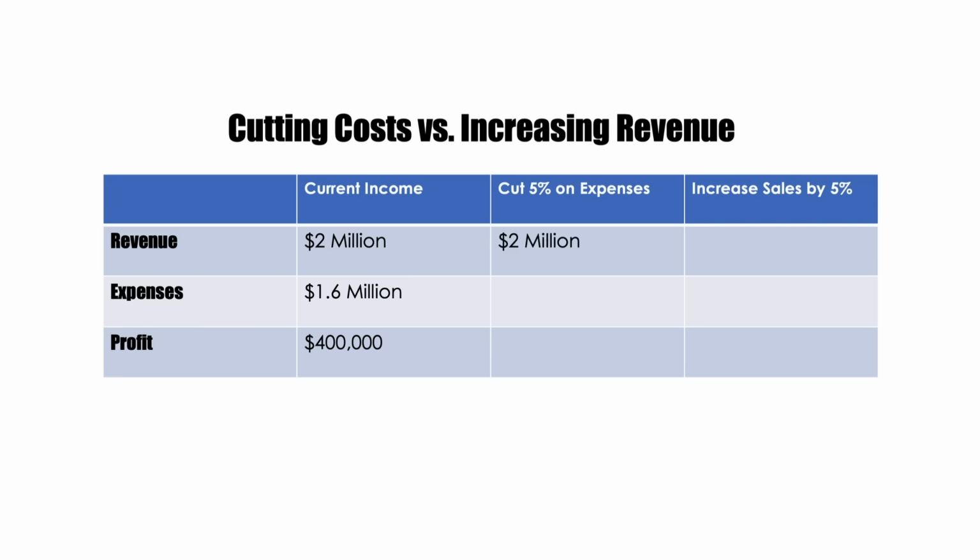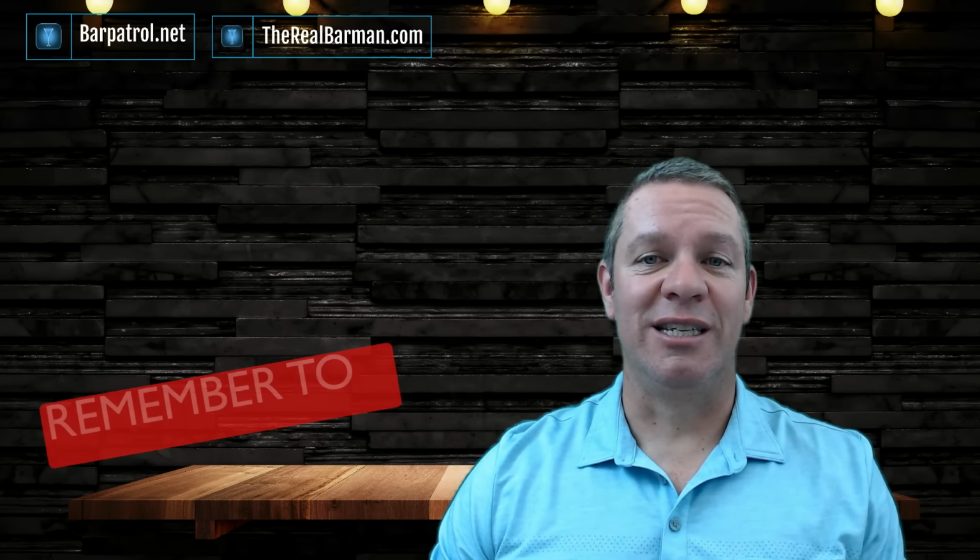Now let's move into cutting 5% on expenses. Our revenue is going to be the same, $2 million, because we're not increasing sales here. We're keeping them the same, but we're going to cut by 5%, which means our expenses are now only $1.52 million, which means we've saved $80,000. So our profit is $480,000 on cutting expenses. Now if we move over to increasing sales by 5%, if we increase that on $2 million, we move to $2.1 million, which is $100,000 basically. Our expenses stay the same because we're not cutting those, and our profits become $500,000. That means we've made $20,000 more by increasing sales by 5%.